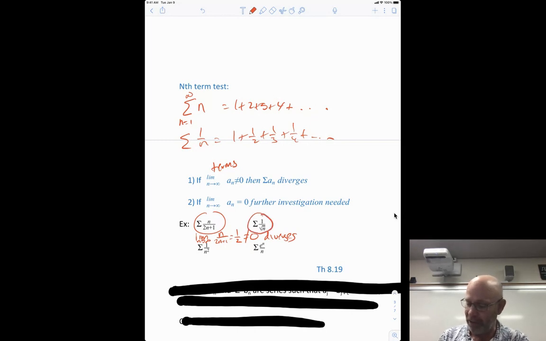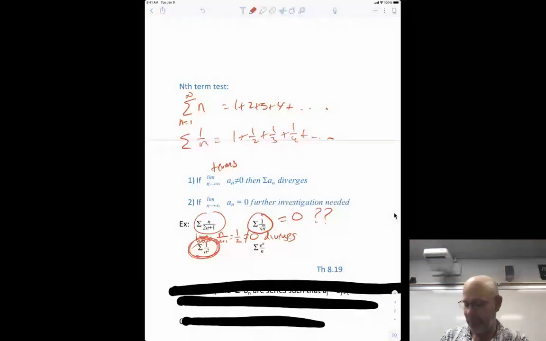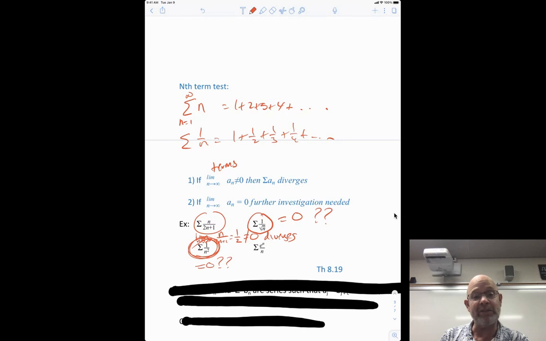This one, higher powers in the bottom, that equals 0. So that means further investigation is needed. This one, higher power in the bottom, equals 0. Further investigation would be needed. We need another test, which we'll do. We'll learn those as we go through the chapter.